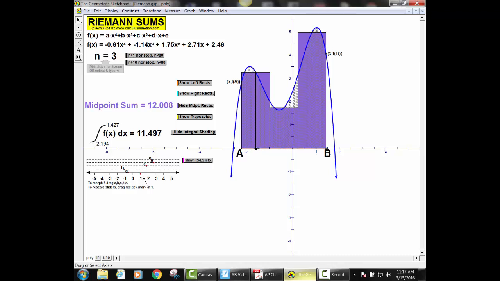There's also midpoint, which is halfway between. Halfway between here and here is this, and that's where we take the height. Halfway between here and here is here. That's where we take the height of our rectangle, and halfway between here and here would approximately be there. So that's where we decide to take the height.